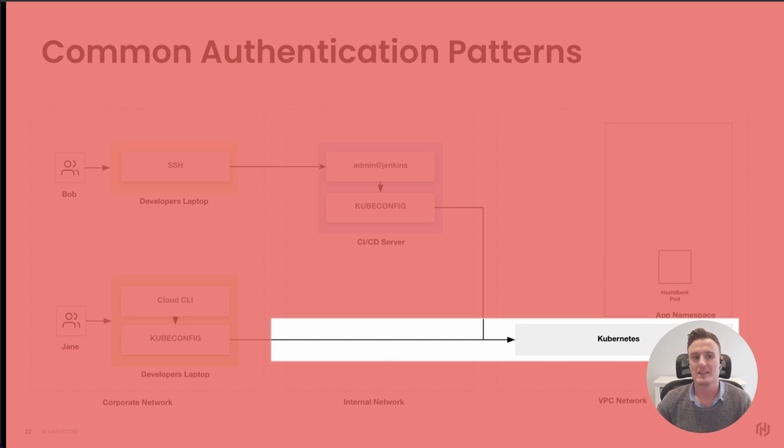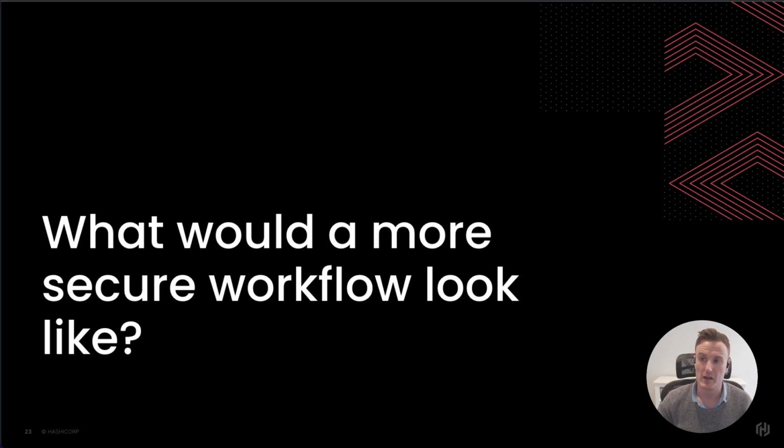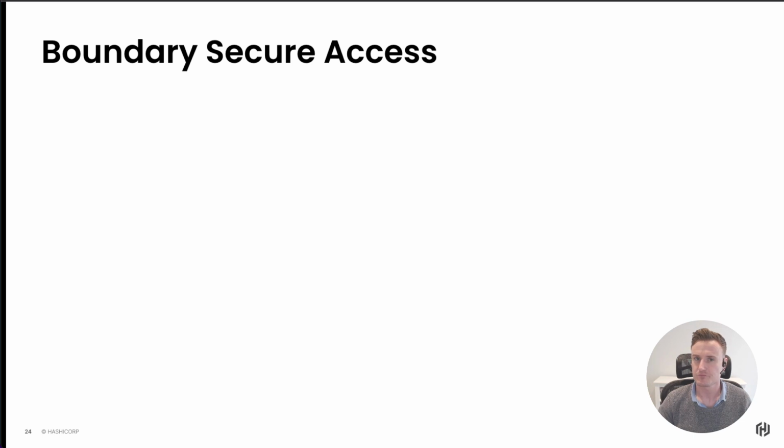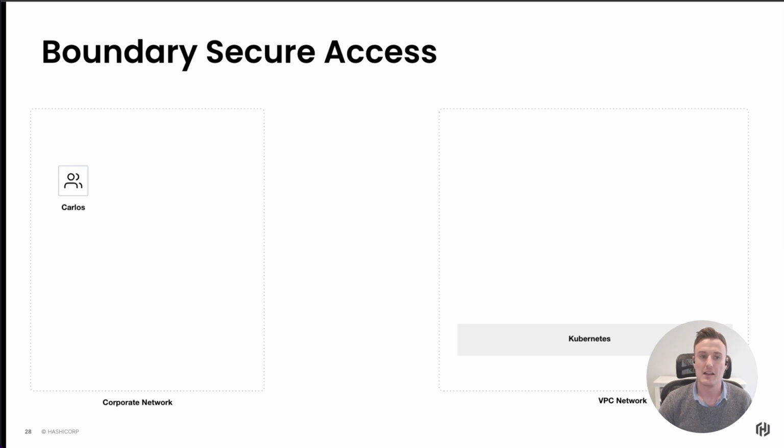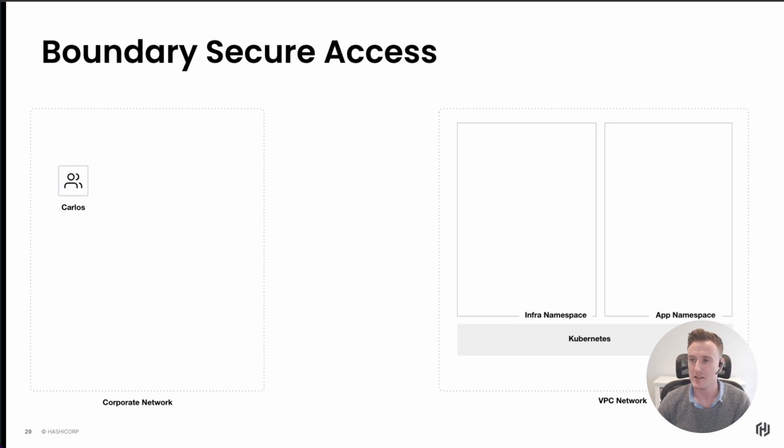So let's take a look at this workflow again, but this time we're going to build it with Boundary. So this time my developer, who's called Carlos, is exactly the same in the corporate network. He's going to have a Kubernetes cluster over here on the right. And this time we've got a couple of namespaces deployed. I've got my app namespace that I want to give Carlos access to. And I've also got my infra namespace where I'm going to deploy a few tools.